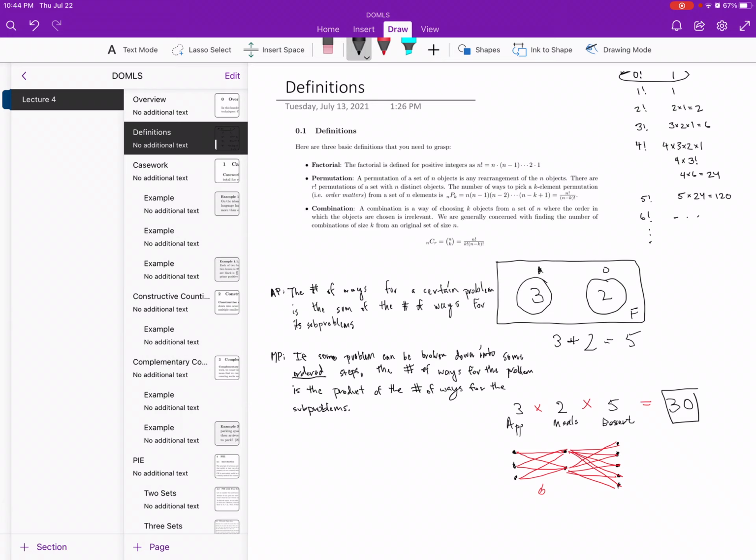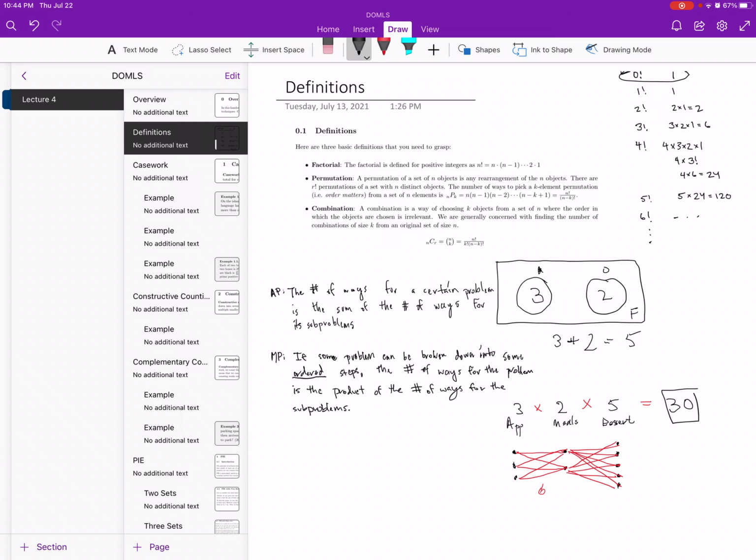Now, permutations are essentially arrangements of objects. So if we have a set of n objects, then any ordering of those objects is called a permutation of those objects. There are n factorial permutations of a set with n distinct objects. And the number of ways to pick a k element permutation.